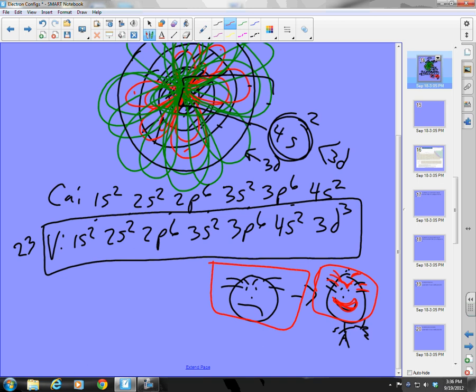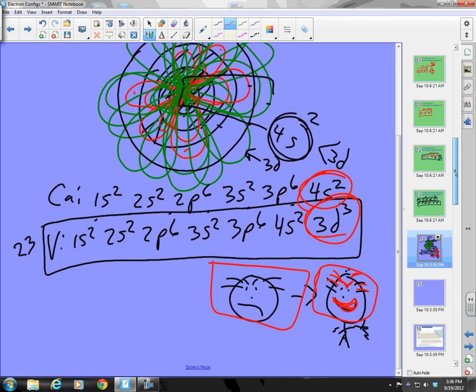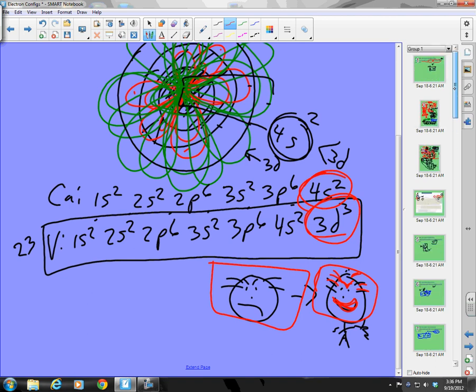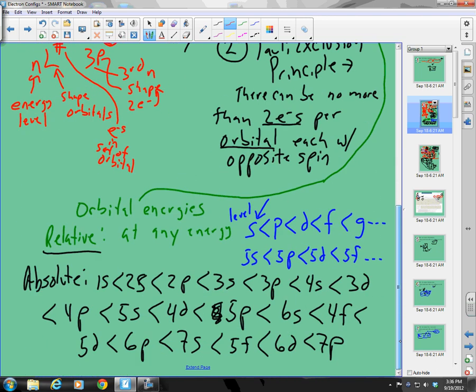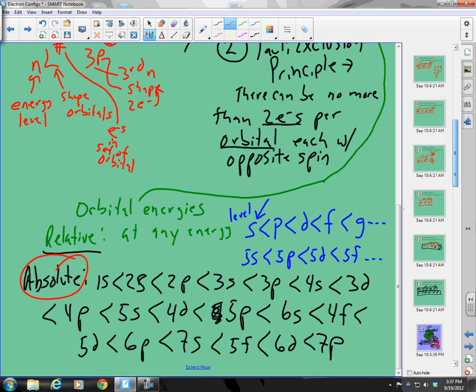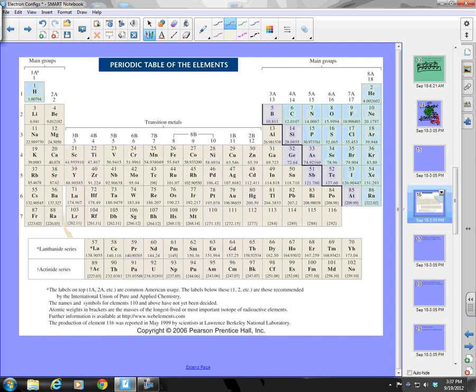Okay, so we were talking about vanadium and calcium and how all of a sudden we drop in a 4S and then it comes to 3D and it really gets messy, and we have to worry about this absolute energy of the orbitals and it's just so much to memorize. Yeah, it is so much to memorize and I promised you that I would give you a trick and here's the trick. The periodic table.